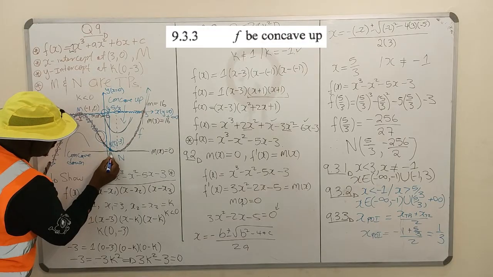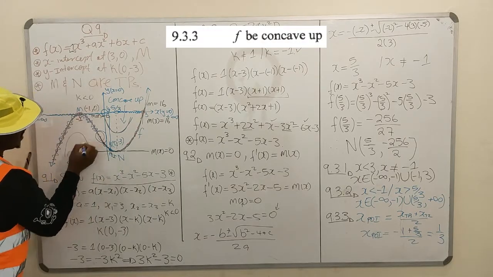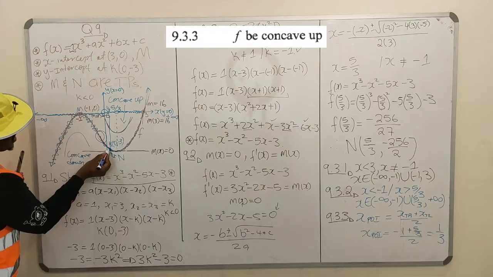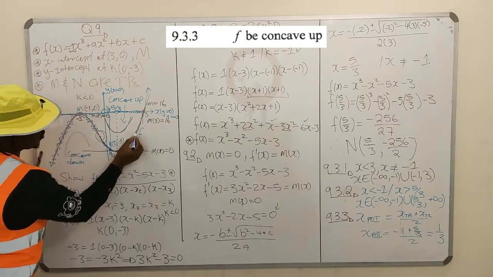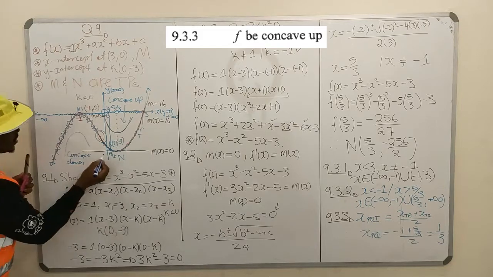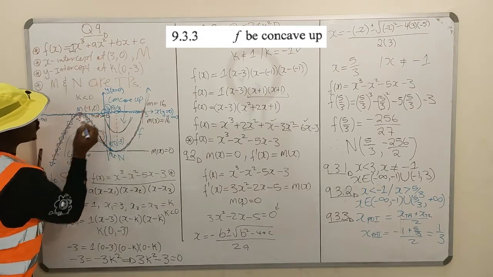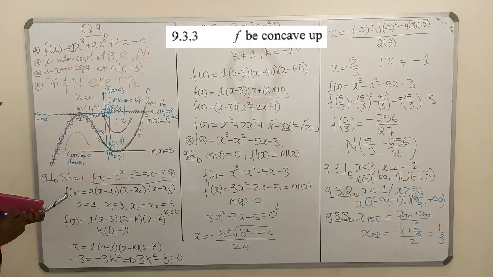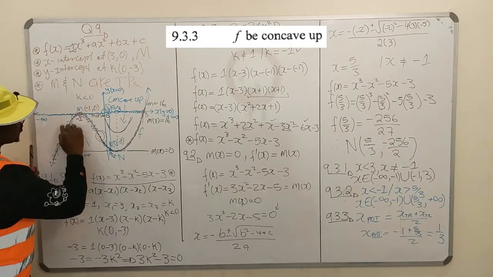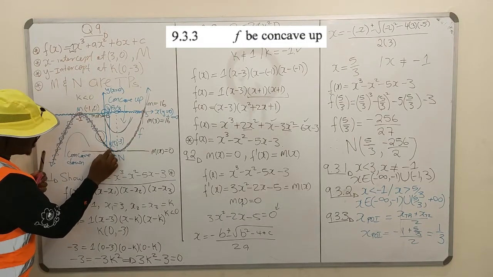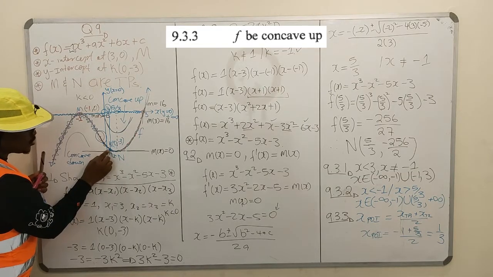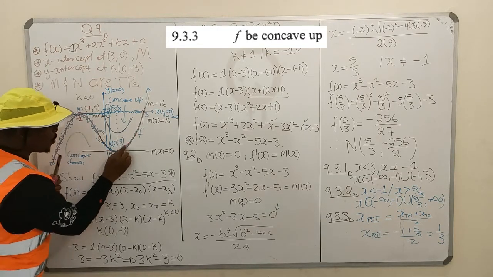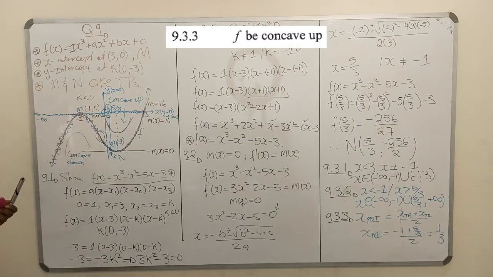Somewhere here is our point of inflection, where our concavity changes. Which means it was concave down all the way, and then here it's concave up. So this point 1 over 3 is where the concavity changes. At this point it changes concavity. It's not concave up, it's not concave down. After this point, it becomes concave up.